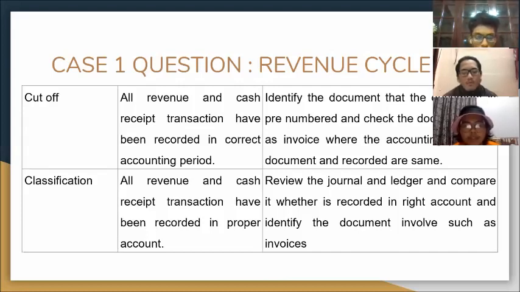The next assertion is classification. Classification is that all revenue and cash receipt transactions have been recorded in the proper account. The audit procedure for classification is to review the journal and ledger and compare whether it is recorded in the right account, and identify the documents involved, such as invoices, etc.